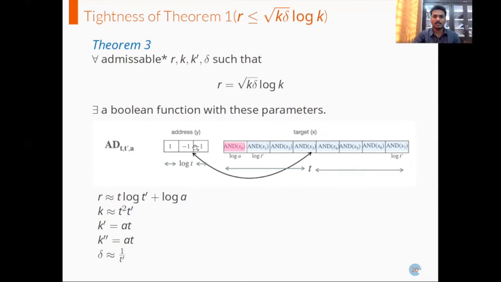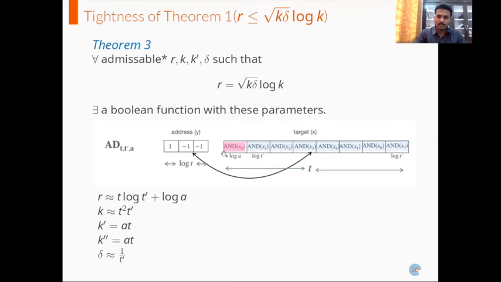So yeah, we obtain this function by taking the addressing function and modifying it a little bit. We are going to replace all target bits with ANDs of the same arity. So one of the addressing bits we are going to replace with a larger AND, and every other addressing bit we are going to replace with ANDs of the same but smaller size. These are all on independent sets of variables.